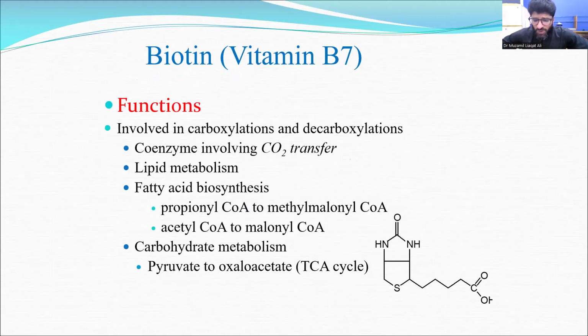Let's talk about the functions of biotin in a quick session, right? Biotin is involved in gluconeogenesis, fatty acid synthesis, and amino acid metabolism, right? The key enzymes are pyruvate carboxylase and acetyl-CoA carboxylase, right?